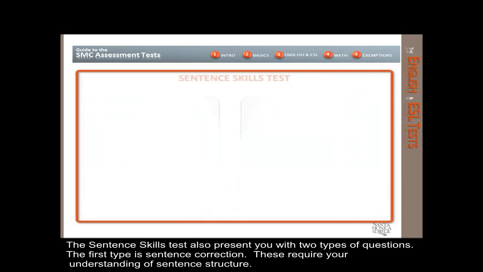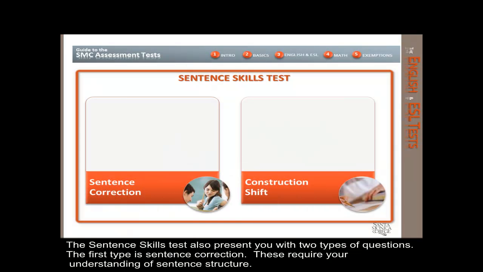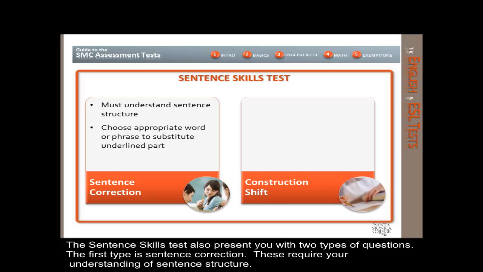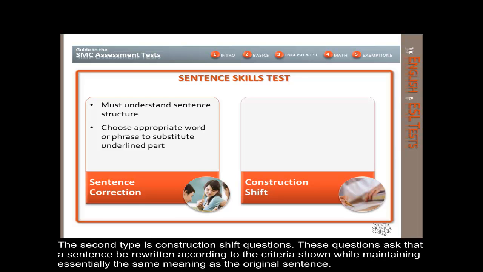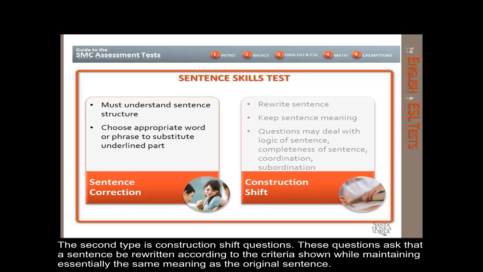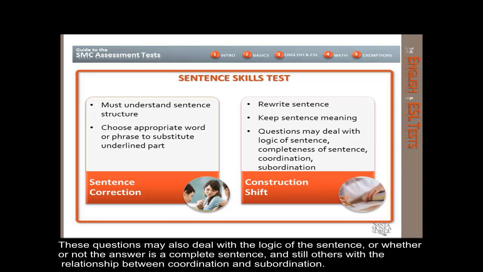The sentence skills test also presents you with 2 types of questions. The first type is sentence correction. These require your understanding of sentence structure. The questions ask you to choose the most appropriate word or phrase to substitute for the underlined portion of the sentence. The second type is construction shift questions. These questions ask that a sentence be rewritten according to the criteria shown while maintaining essentially the same meaning as the original sentence. These questions may also deal with the logic of the sentence or whether or not the answer is a complete sentence, and still others with the relationship between coordination and subordination.